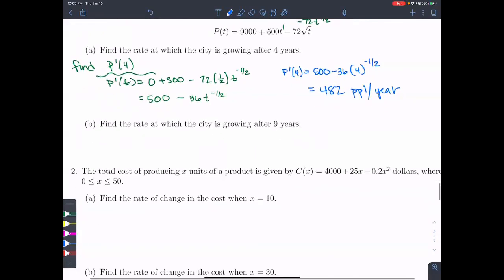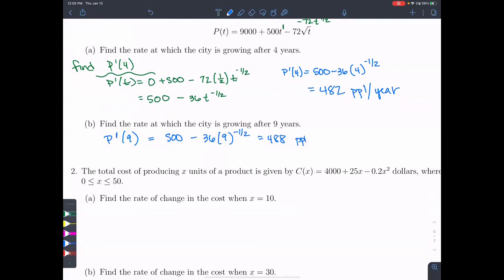Find the rate at which the city is growing after 9 years. We would do P prime of 9. The same thing, plug it in. So 500 minus 36 times 9 to the negative 1/2. That would be 488 people per year.